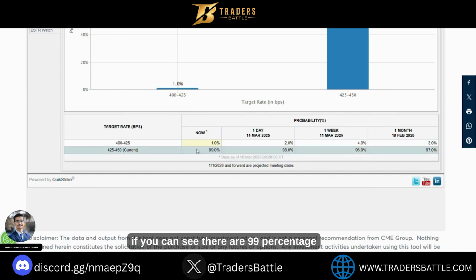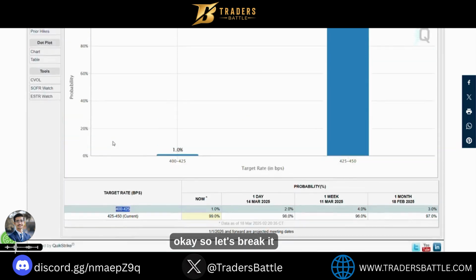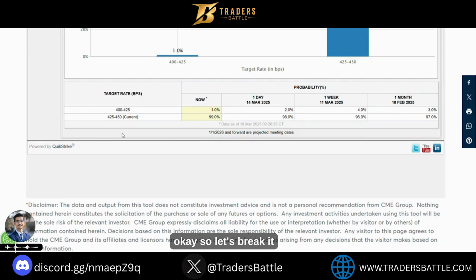If you can see, there is a 99% probability that the rate will be unchanged, but there is a 1% probability that it will be cut, it will decrease. So let's break it down. What actually happens when the rate increases, decreases, or is unchanged?